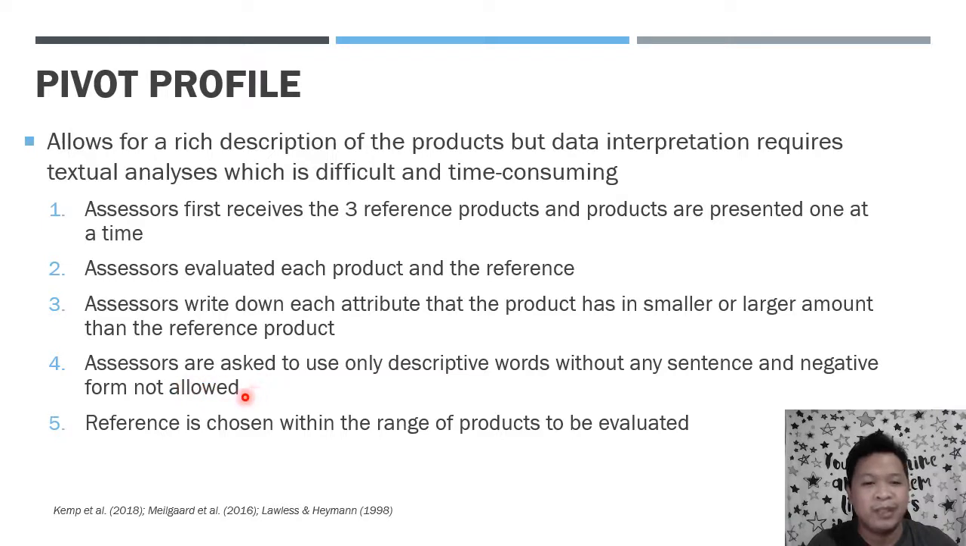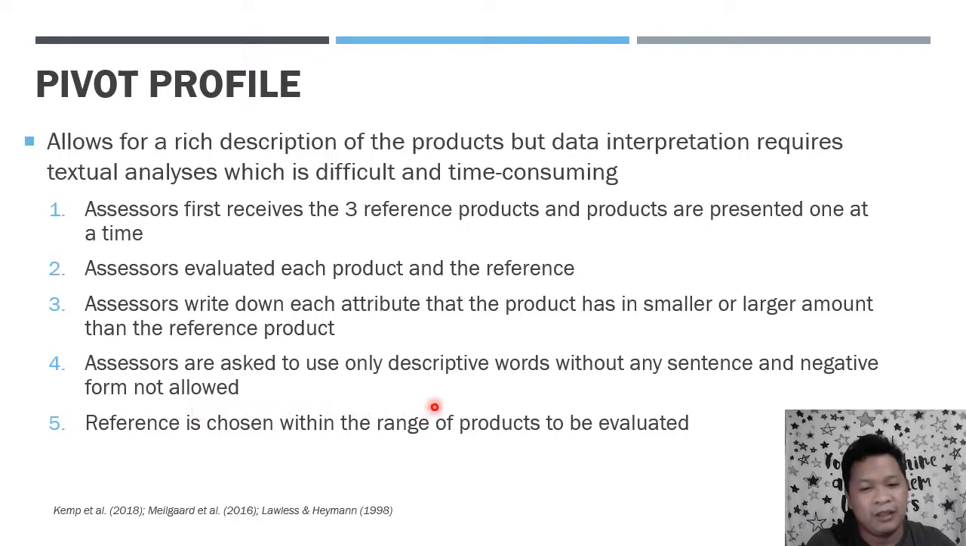So, hindi ka pwede magsabi na, halimbawa, sabihin mo siyang maanghang, okay, matamis, etc. Mabaho, mabango, ganon. Okay, although syempre mas specific yung attributes mo, okay?